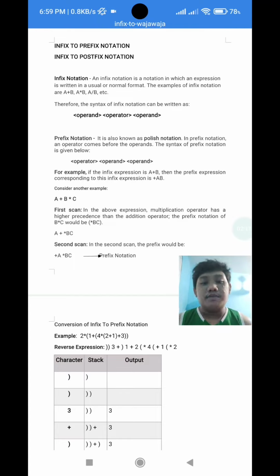Consider another example: a plus b times c. In the above expression, the multiplication operator has a higher precedence than the addition operator. The prefix notation of b times c would be times bc. In converting expressions, we have to take care of two things: the precedence order and the associativity. This assigns the precedence order and associativity to each operator type based on the order of operation convention, or PEMDAS.